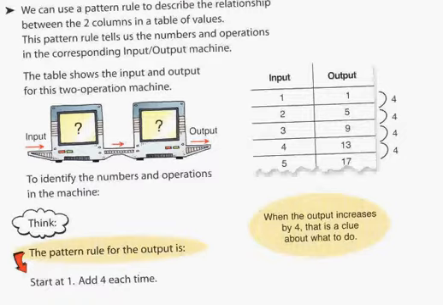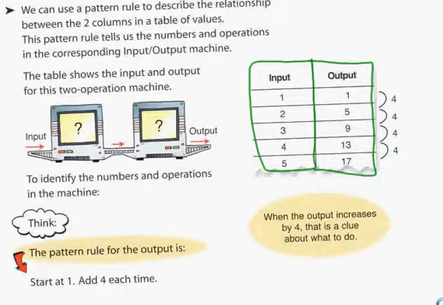We can use a pattern rule to describe the relationship between the two columns in the table of values. Alright, so we've got two columns, right? Input has a separate column, and the output has its own column, so that's just a regular table or chart. And if we look at that, we can get some clues as to what kind of input-output machine has created this table of values.